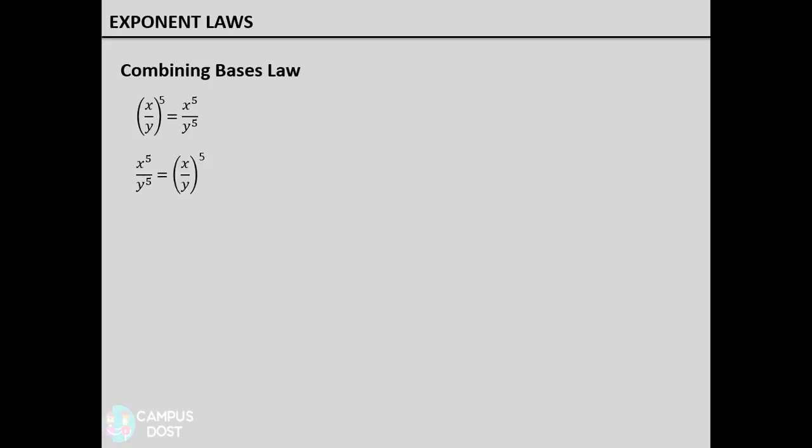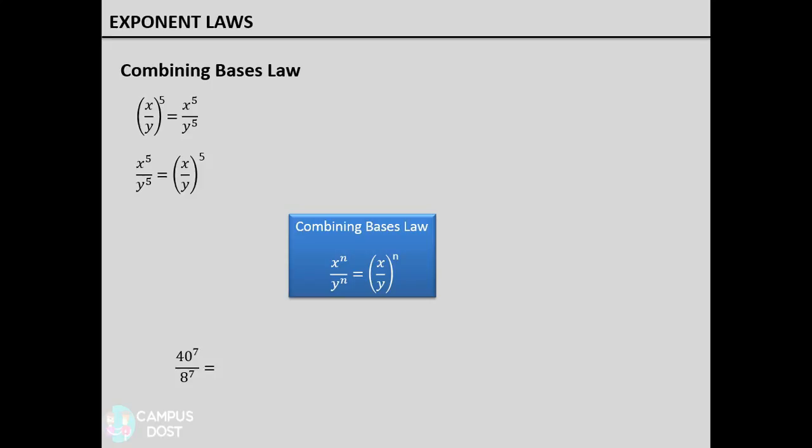To generalize this result, we can say that if we have a quotient where two exponents are equal, then we can rewrite this as the quotient of the two bases, all to the power of this exponent. Once again, please note that the exponents must first be equal before we can combine the bases. So, for example, we can rewrite this as 40 over 8 all to the power of 7, which is equal to 5 to the power 7. Okay, let's summarize. In this lesson, we learned rules regarding exponents.